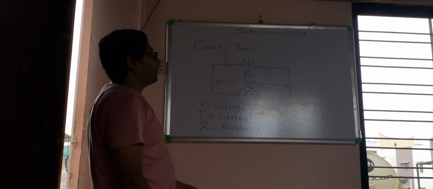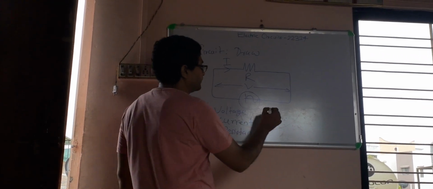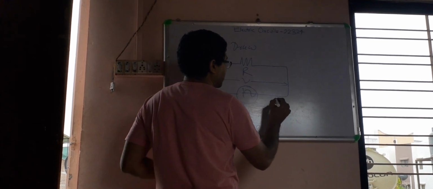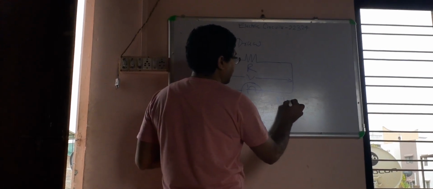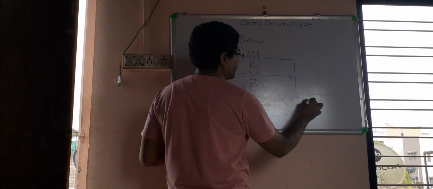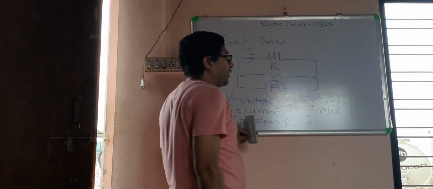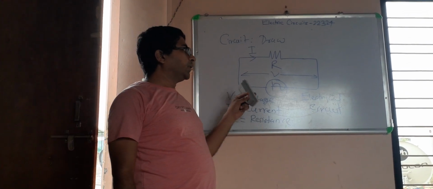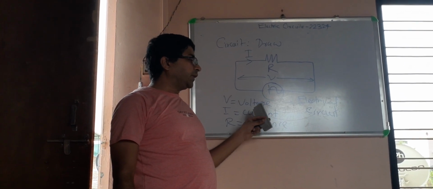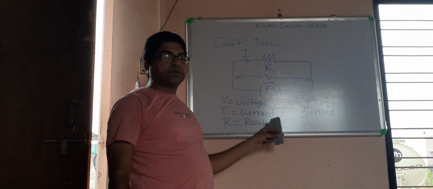This is the simplified electric circuit. We can call this an electrical circuit. So you have to prepare the definitions of voltage, current and resistance, and their units.